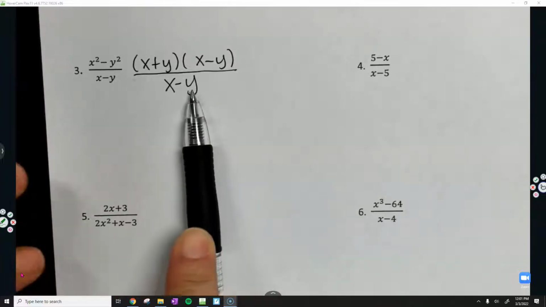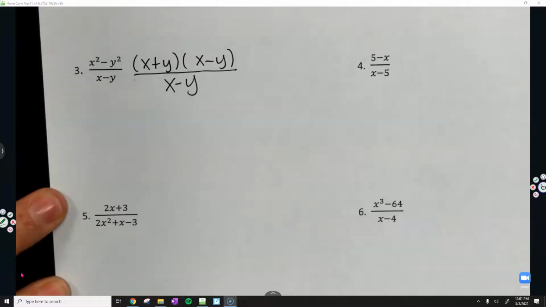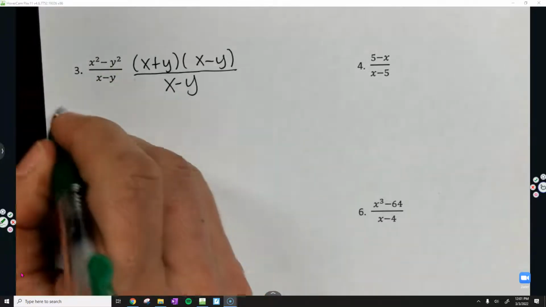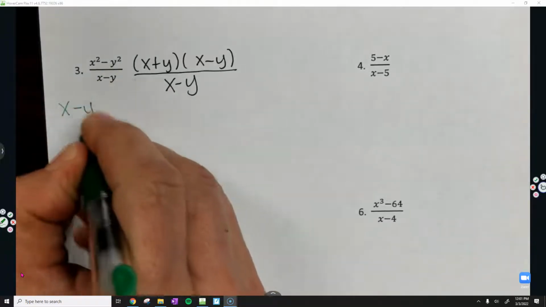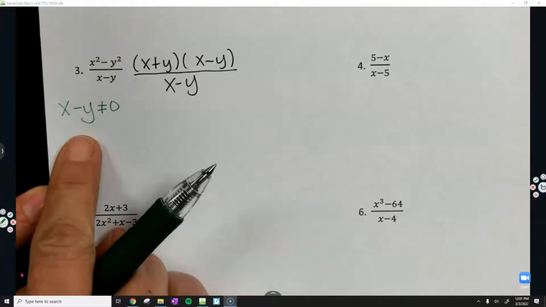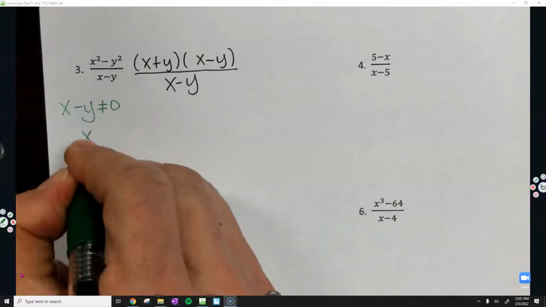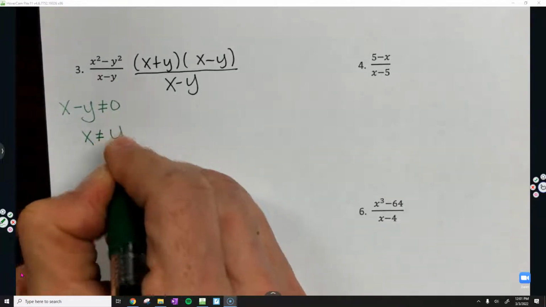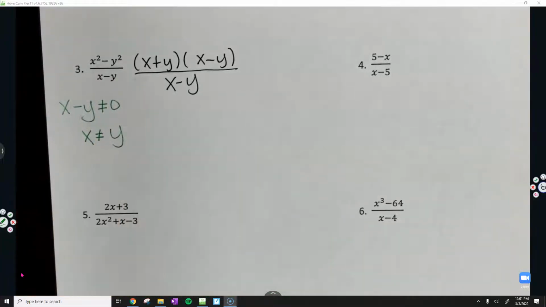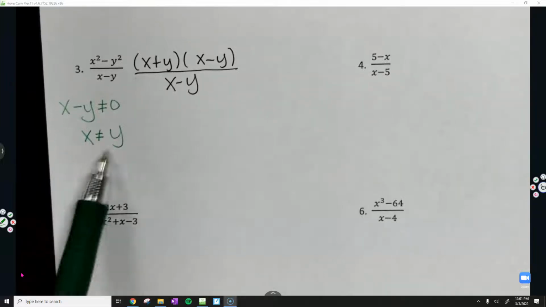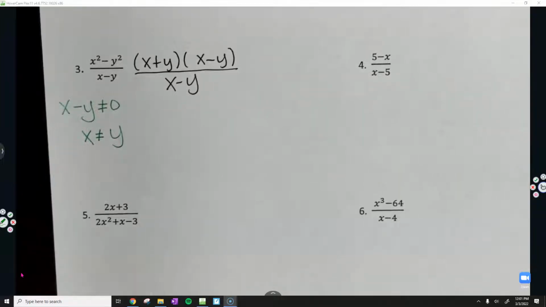So I'm going to go over here and just algebraically show you guys how I know x cannot equal y. Remember, this term cannot equal 0, so I'm not solving an equality, I'm solving an inequality. And to solve for the letter x, we would move that y over and it would change signs. So I know that my restriction is x cannot equal y.